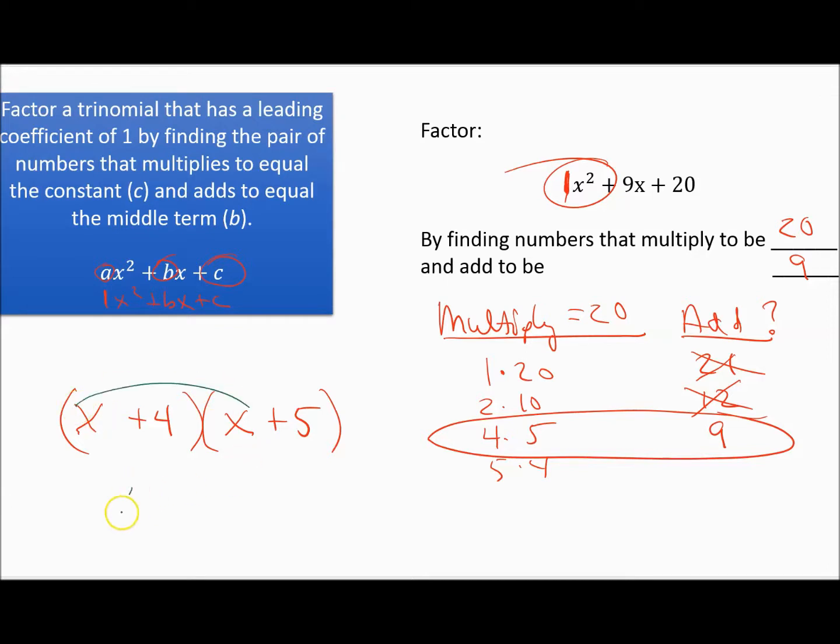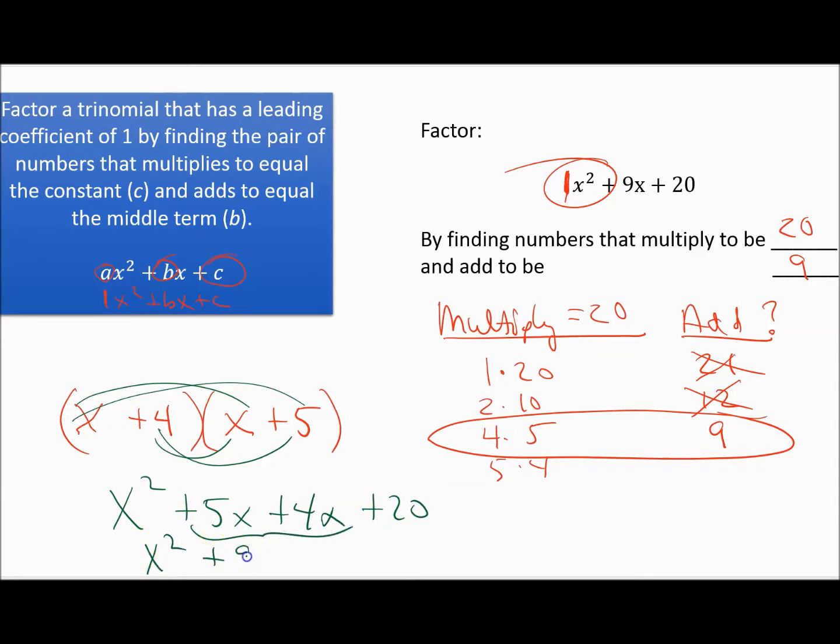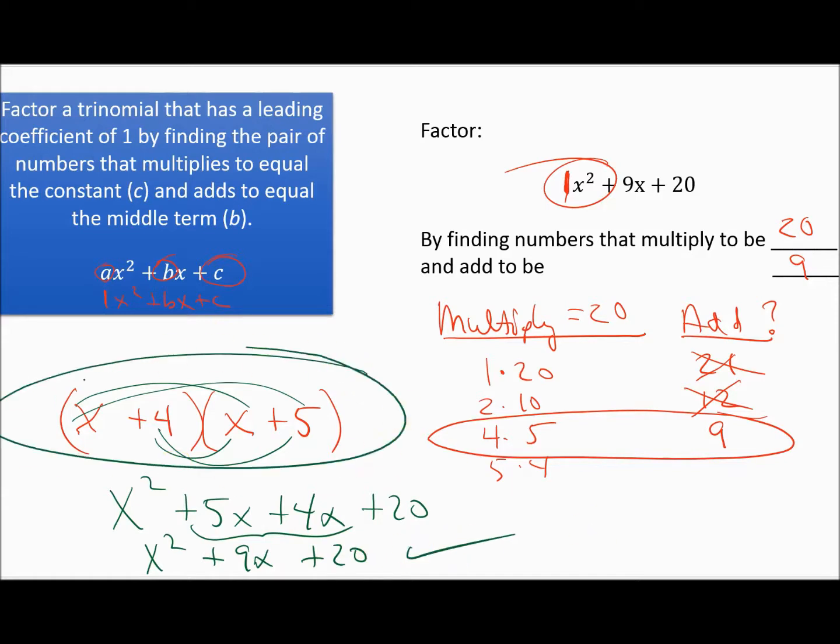So x times x is x squared, x times 5 is 5x, 4 times x is 4x, 4 times 5 is 20. Look, those middle terms add to 9x plus 20. It checks out just fine, which means x plus 4 times x plus 5 is our final answer.